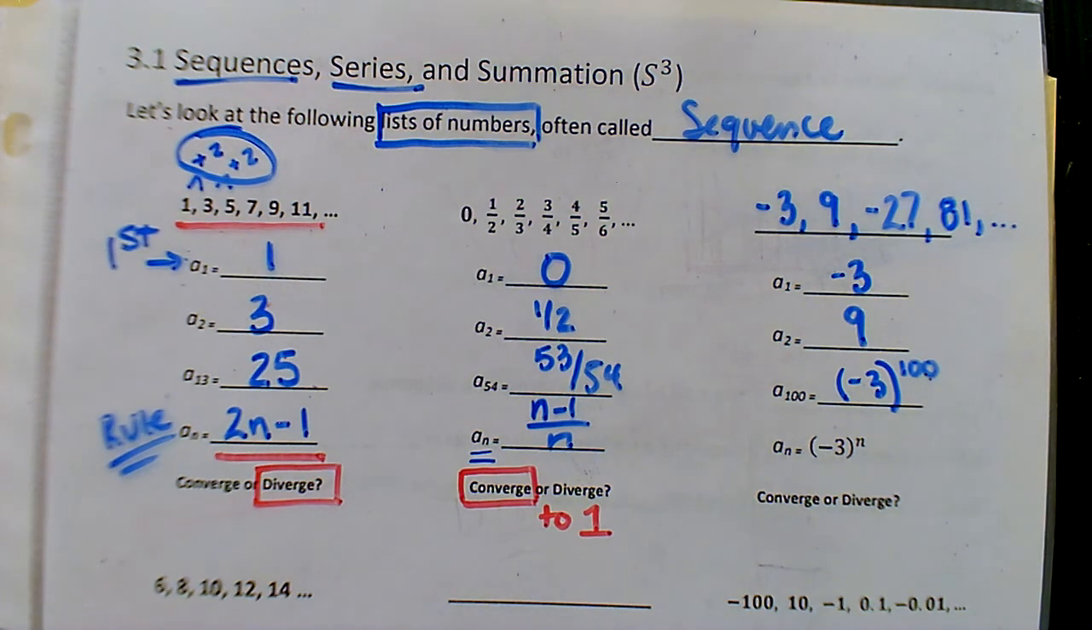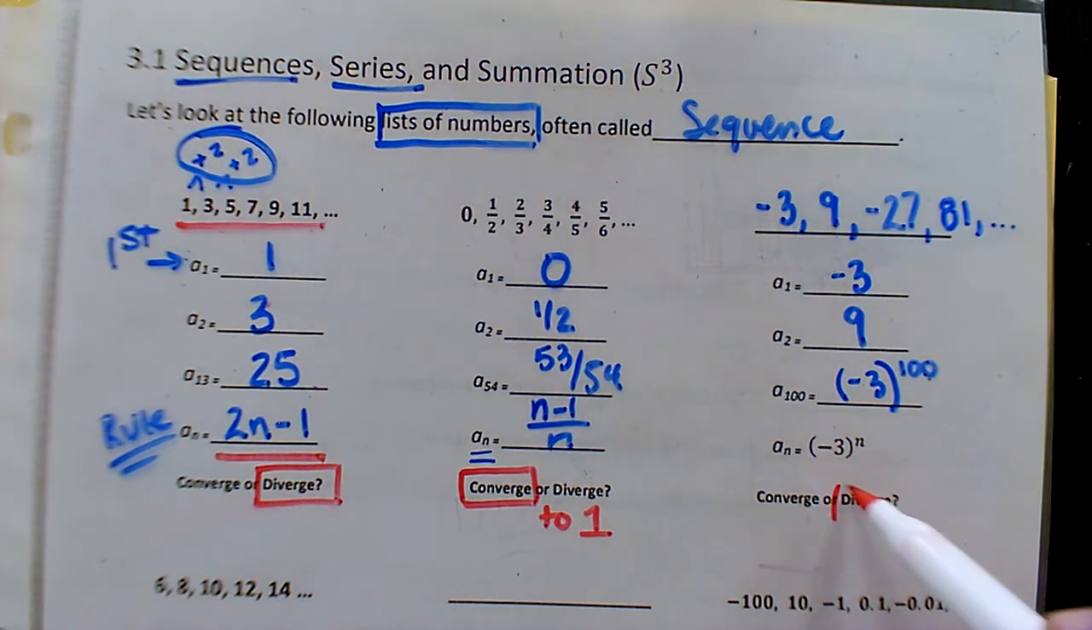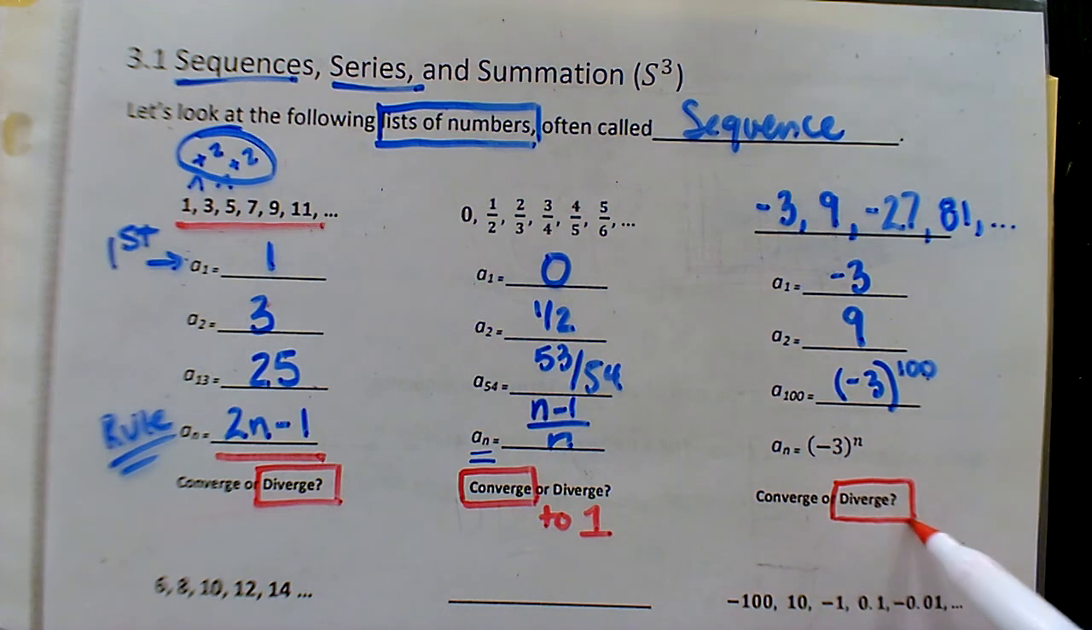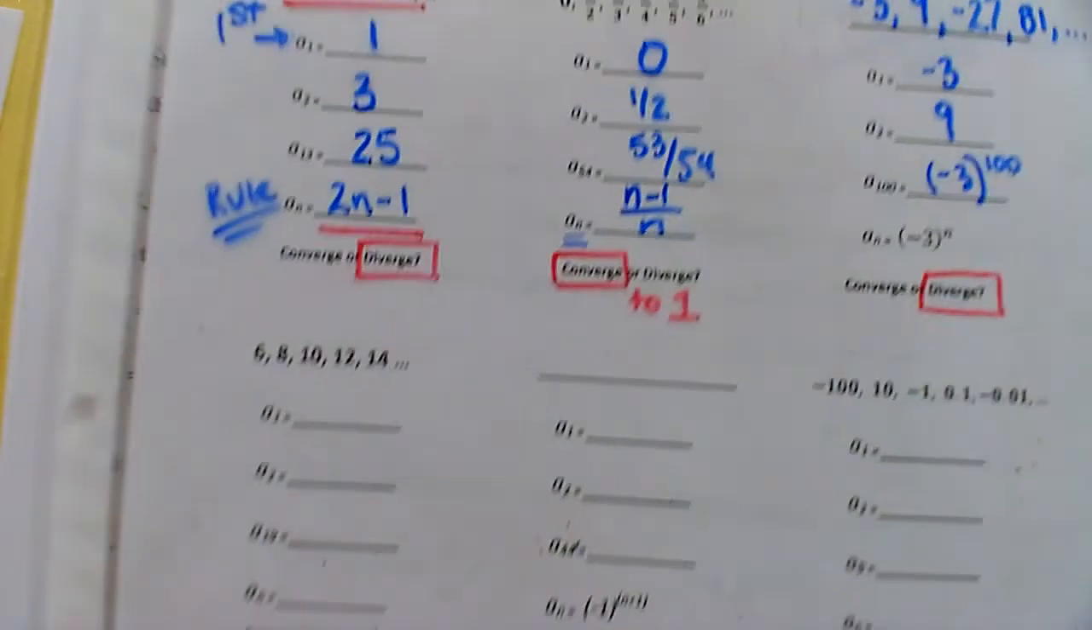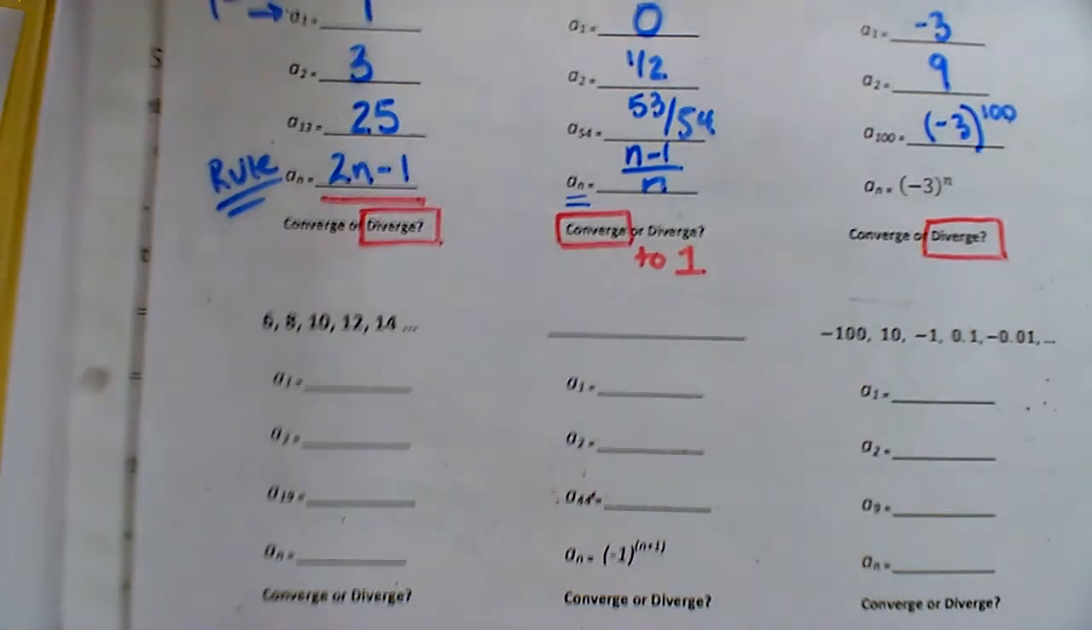What about the next one? Diverge, yep. Notice how the numbered values are getting larger. We're just bouncing kind of back and forth between positive or negative. Okay, but we are diverging. Good. Let's try the next one.